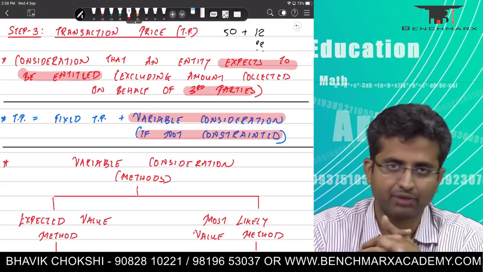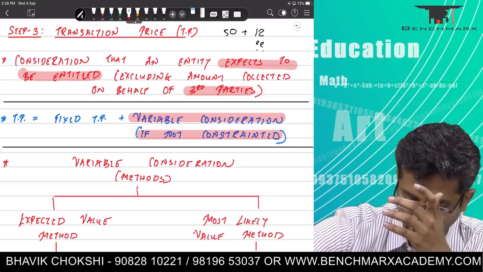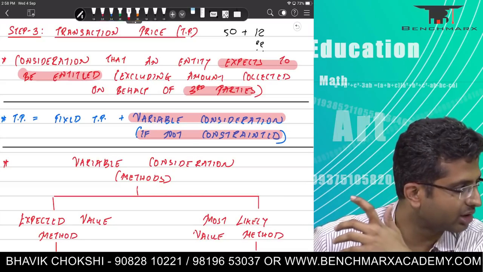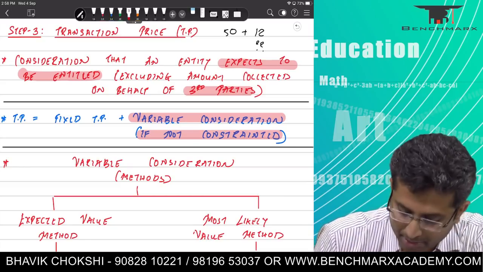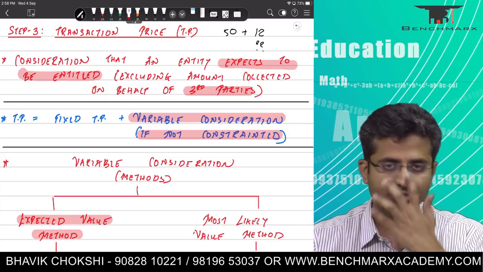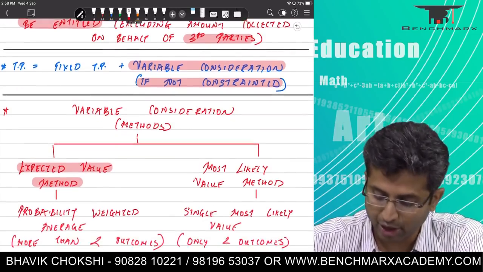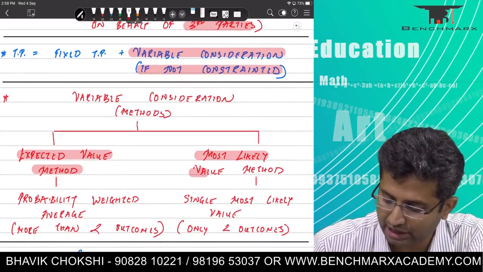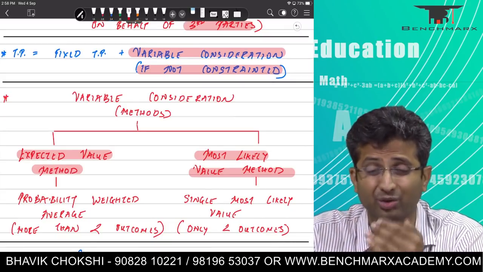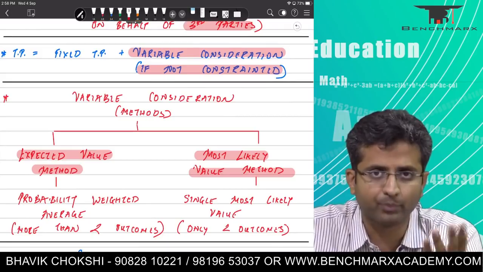How do you measure variable consideration? Well, the standard provides you two methods. First, it allows you something called an expected value method. Now, this is nothing but a probability based weighted average. There will be various outcomes, and you will take the probability based weighted average as your expected value. And second is the most likely value method. Most likely value method would mean the outcome which you think is the most likely of the two.